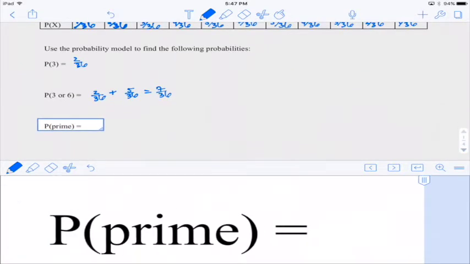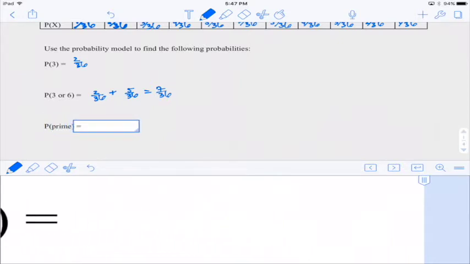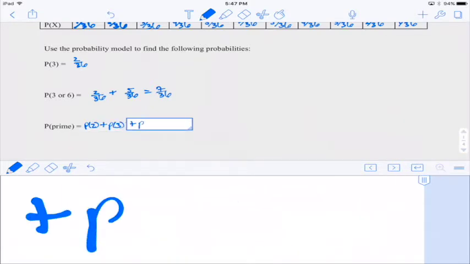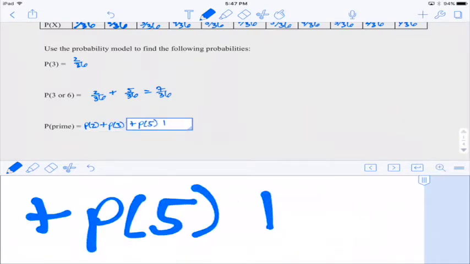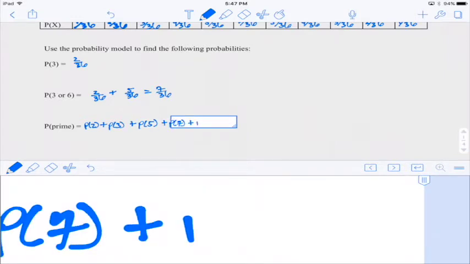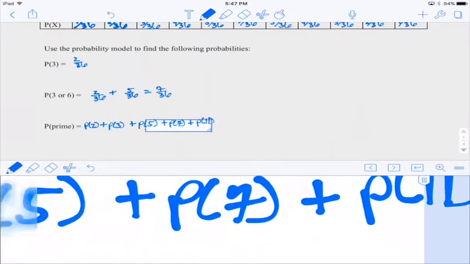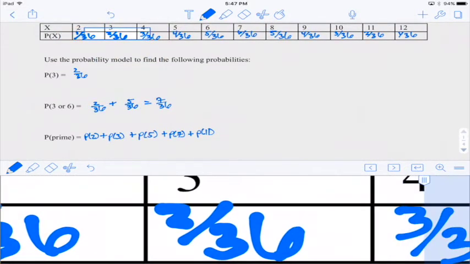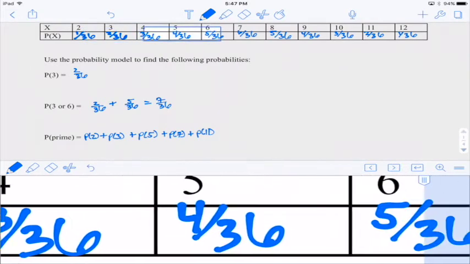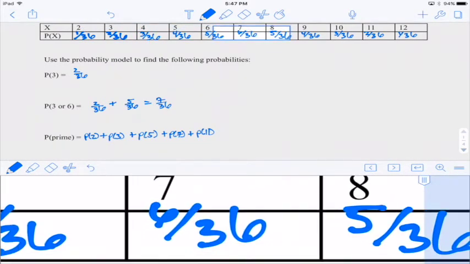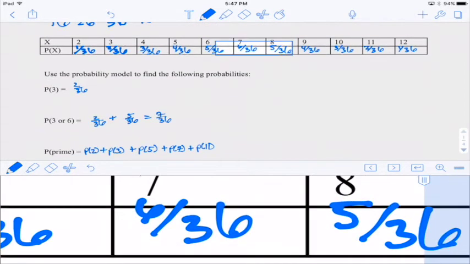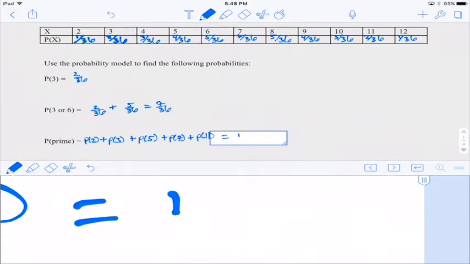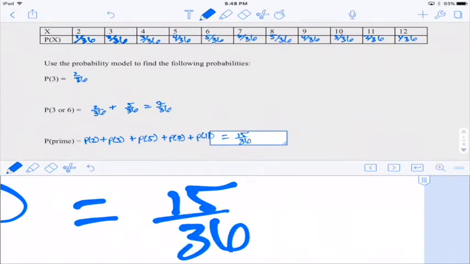The probability that we get a prime, well, prime numbers are 2, 3, 5, 7, and 11. Those are all my prime numbers. So the probability I get a 2 is 1, then plus 2 more, so 3, plus 5 is 7, plus 6. 7 plus 6 is 13, and plus 2 for the 11, so 15 out of 36.